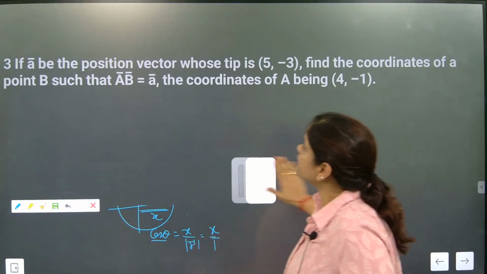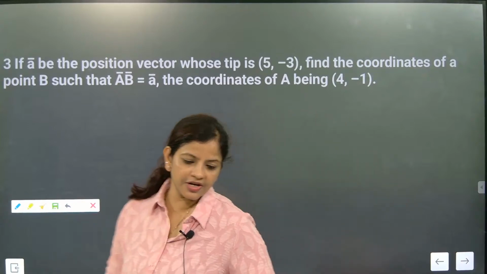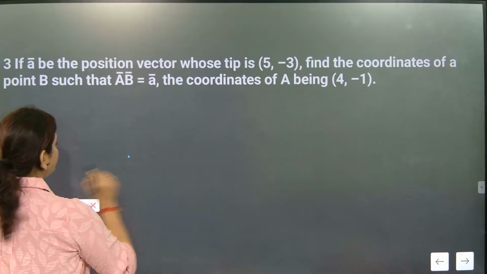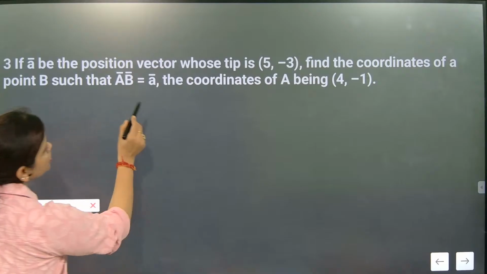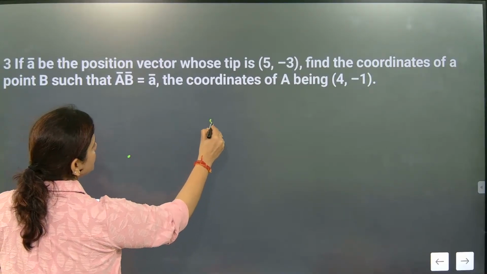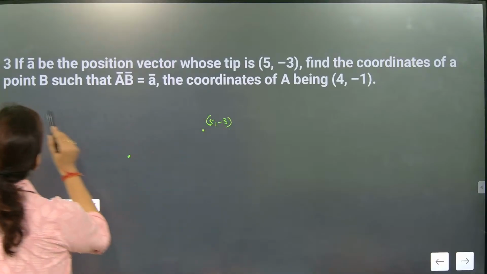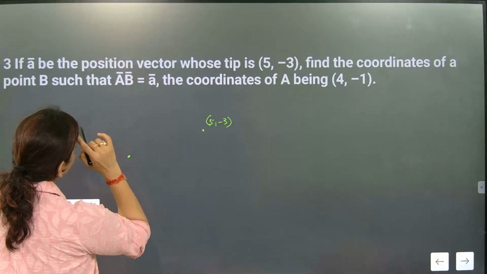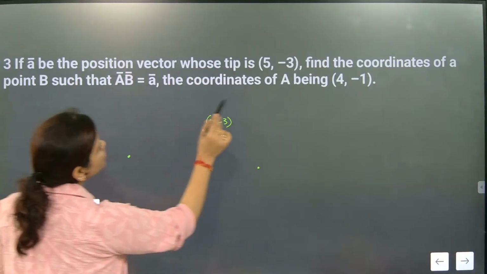If A vector be the position vector. Now A vector, this part is there. We don't know anything, we'll start from here. A vector be the position vector whose tip is exactly 5 comma minus 3. Find the coordinates of a point B. Another coordinate is there whose point is B, with A vector whose tip is this one.